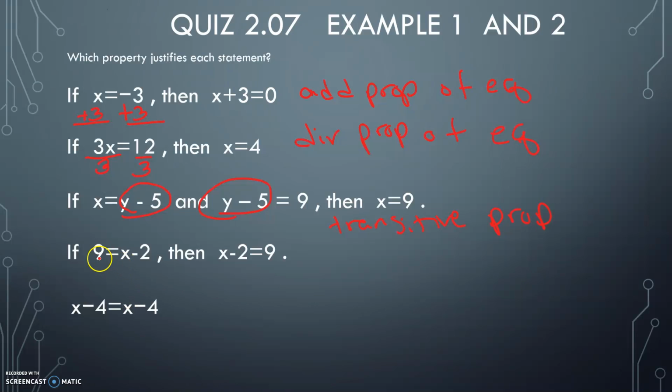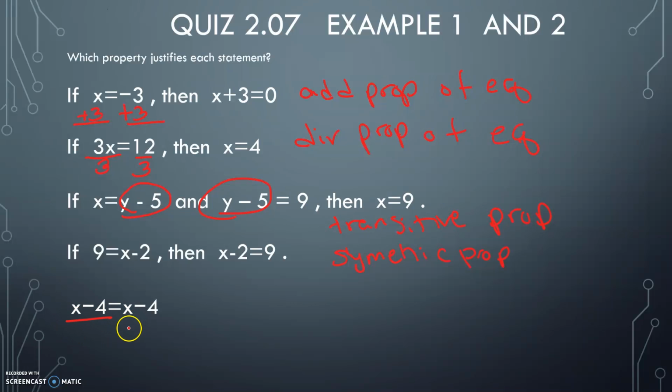All right, if 9 equals x minus 2, then x minus 2 equals 9. This is the symmetric property. That just means that either way they still equal to each other.